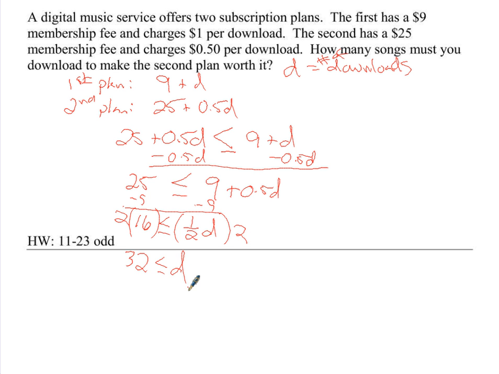In other words, D is what compared to 32? D is greater than or equal to 32. So if you want to write it with the variable out front, remember that you're reading backwards what your answer said. This said 32 is less than or equal to D. If I read this backwards, then it says D is greater than or equal to 32. And that's what I wrote right there. So 32 what? Turtles. Downloads. So if you're going to download 32 songs or more, plan 2 is for you. If not, go with plan 1.